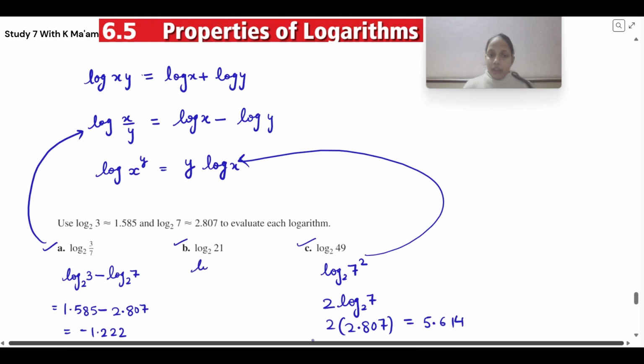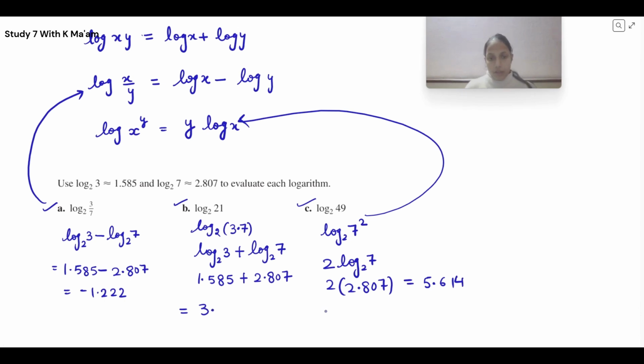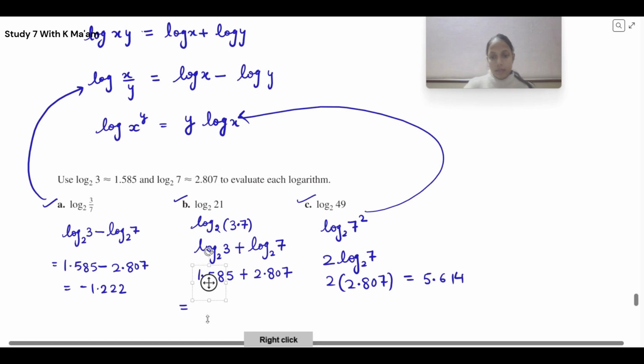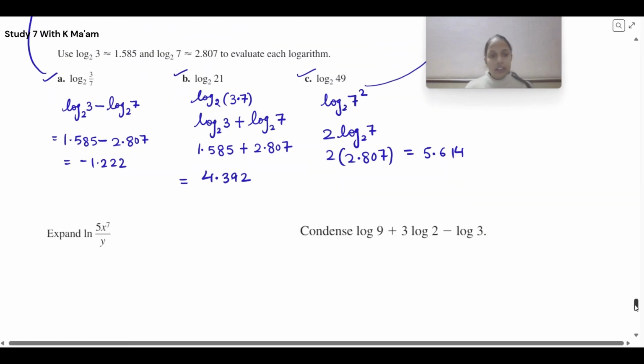Now let's do the second: log base 2 of 21. Can you split 21? 3 times 7 is 21, 3 and 7 in multiplication. I can say log base 2 of 3 plus log base 2 of 7. And this is 1.585 plus 2.807. Both values are provided. If I add the values, I will get 4.392. Done.